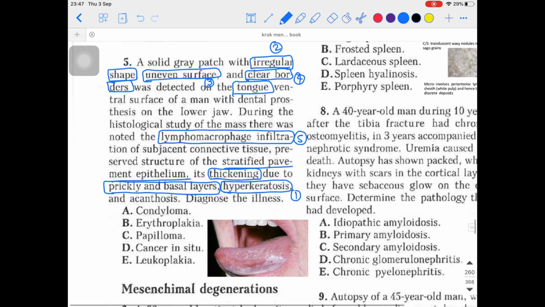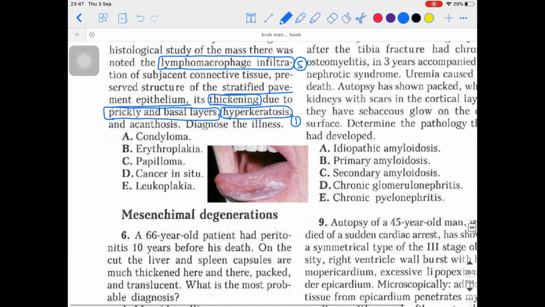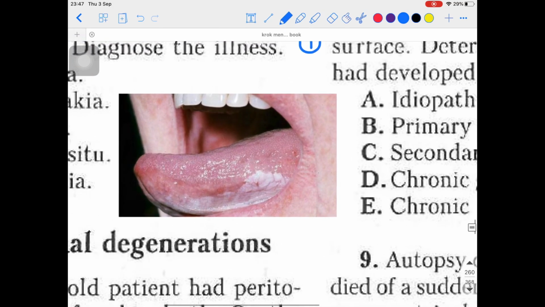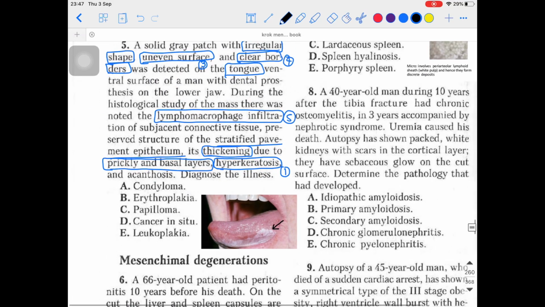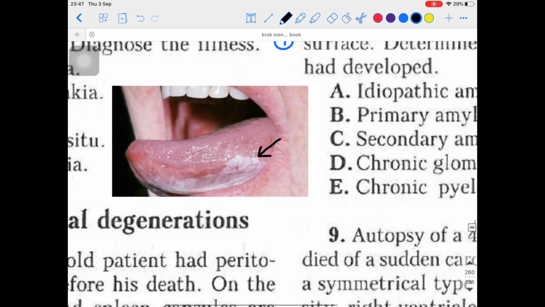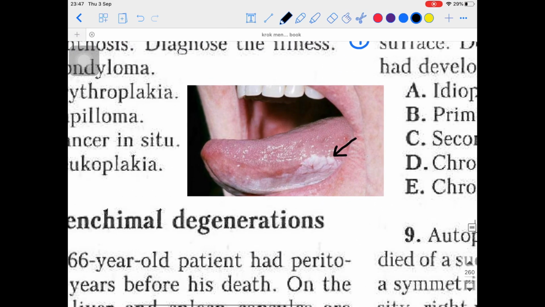Okay, so how does leukoplakia look? It looks like this. What you can observe over here, I can make an arrow. I am talking about this structure. Look at the borders: sharp borders, clear borders. Irregular shape, uneven surface, as you can mention. Leuco means white, plakia means plaque, so this is a white plaque over the tongue.